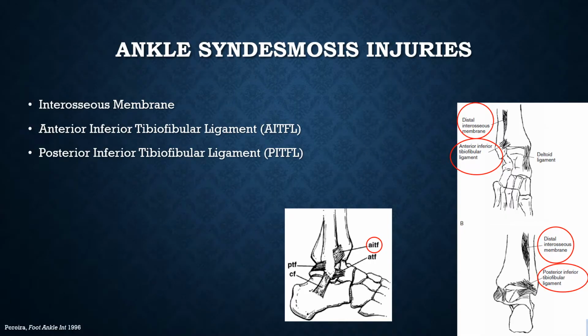So far we've looked at bony alignment and relationships on x-rays. These are a list of some of the ligaments and soft tissue structures that we're going to look at on an MRI.